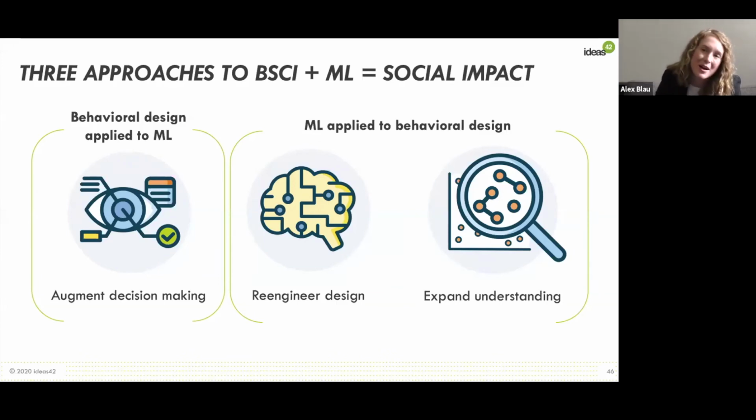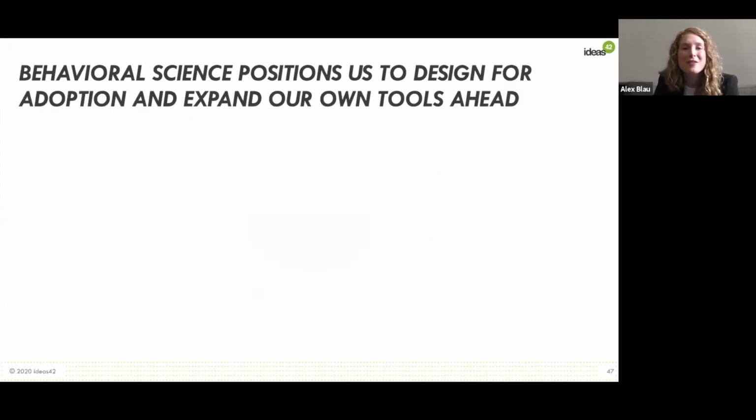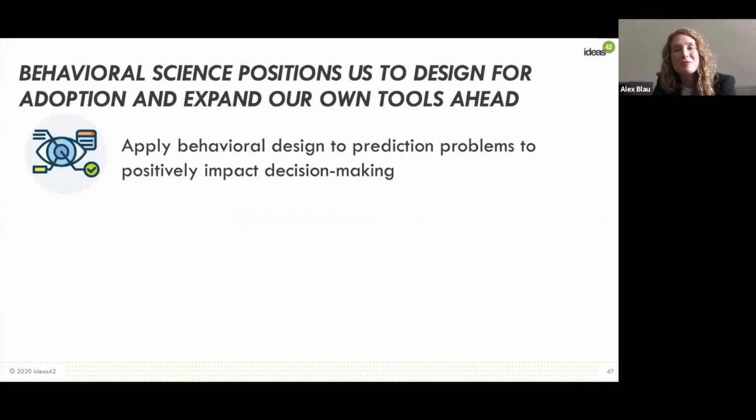Part of that is applying behavioral design to machine learning through augmented decision making. The other side of that is using tools from machine learning to improve the way that we do behavioral design. And across those, we have some strategic positions for how we'll move forward.